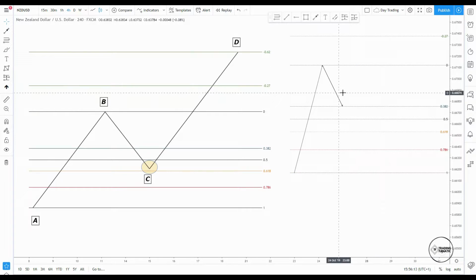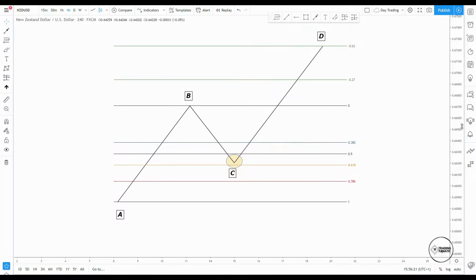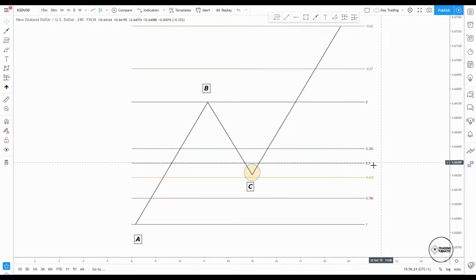So that's a tip from me. That's how I use it, and that's why I have the 38.2 here, and I look for it to be tapped after massive impulsive legs.